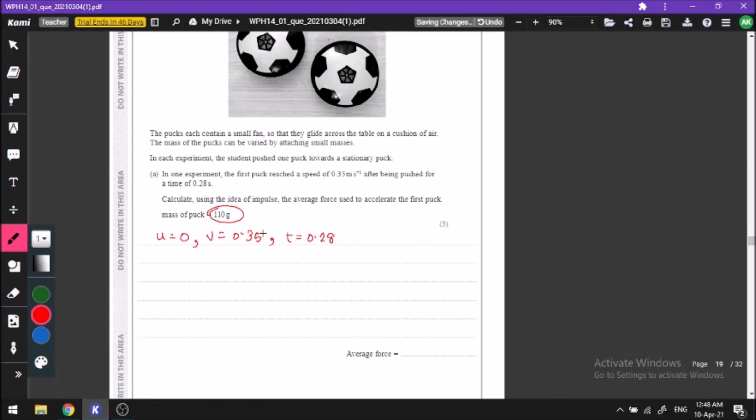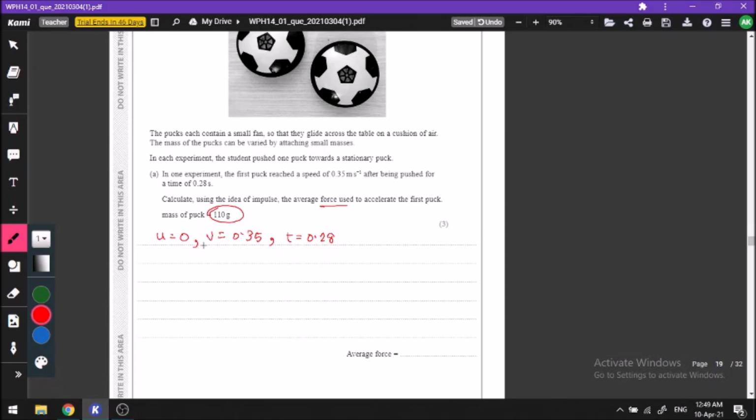So they're telling us to calculate using the idea of impulse. They are telling us to find the average force, not the impulse. Calculate using impulse the average force. So we need to calculate the average force that has been used to increase the speed of the puck from 0 to 0.35 meter per second.